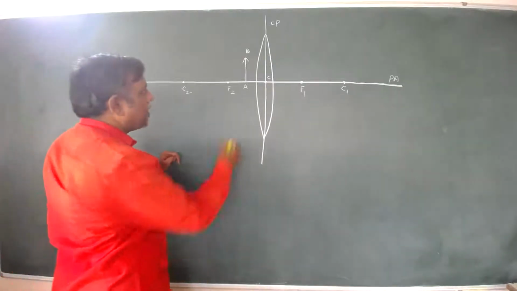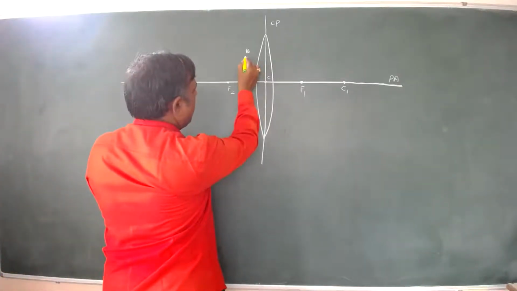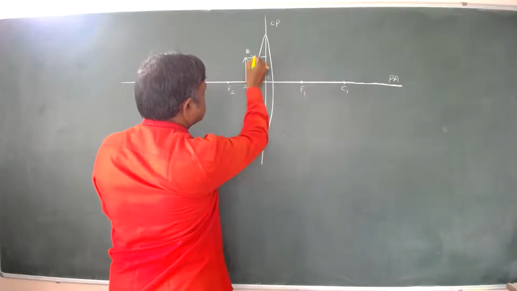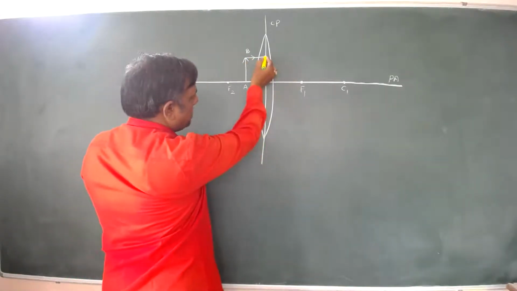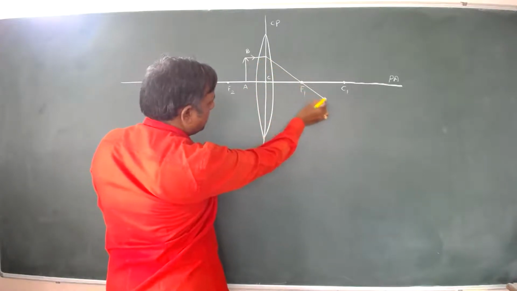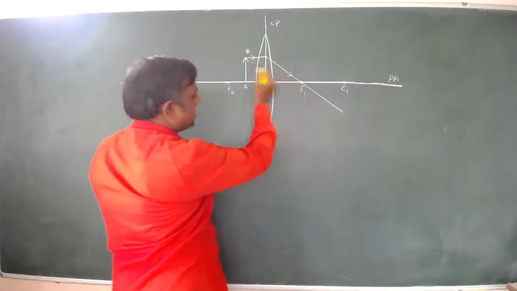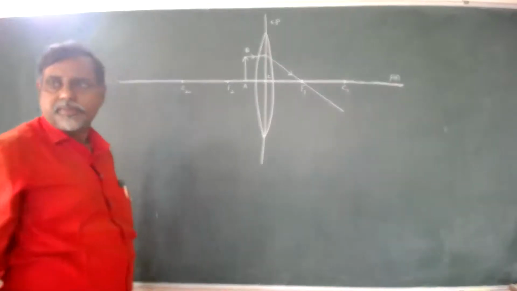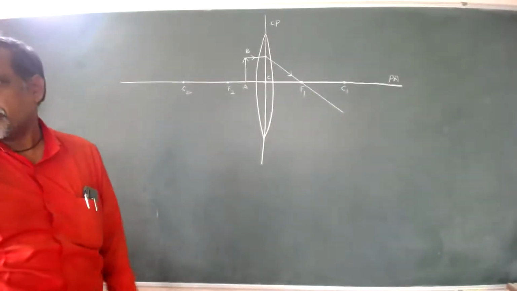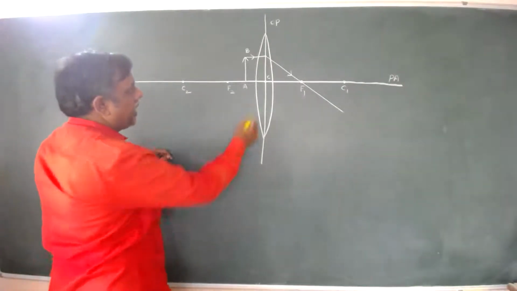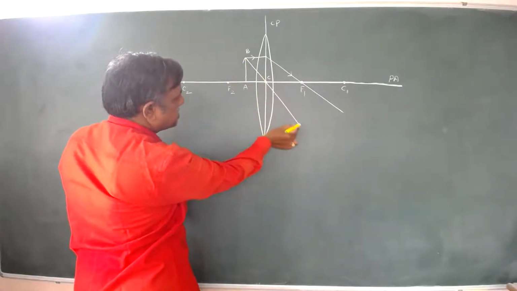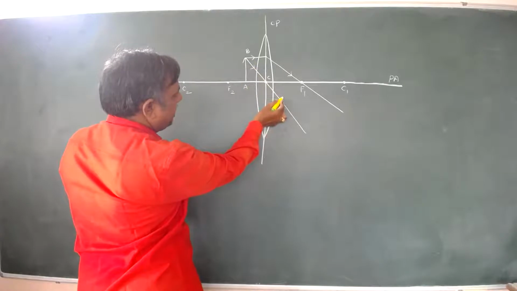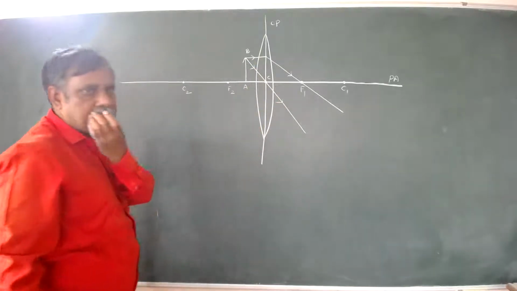Now, you need to take one light ray passing parallel to the principal axis. Usually, this light ray will be passing through the focus on the other side. This is the way the light ray passes. One more light ray you will be taking that passes through the optic center like this. This is the second light ray.